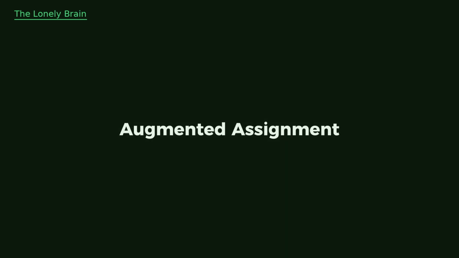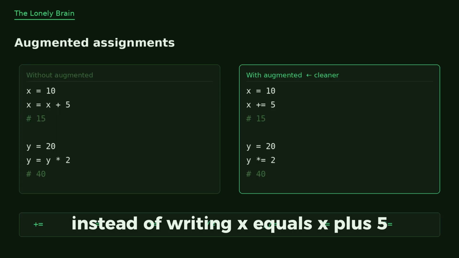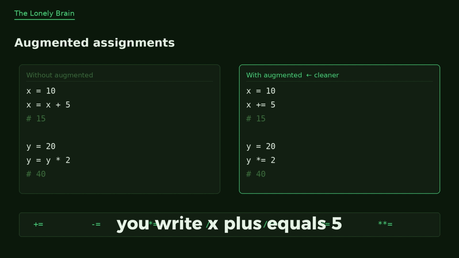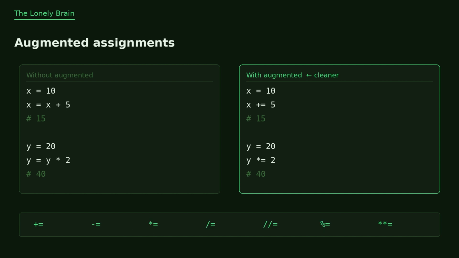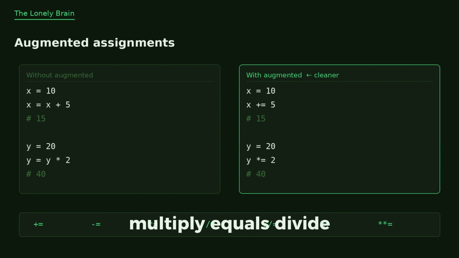Augmented assignment combines an operation and assignment in one step. Instead of writing x = x + 5, you write x += 5. Same result, less code. This works for all operators: plus equals, minus equals, multiply equals, divide equals, and more.